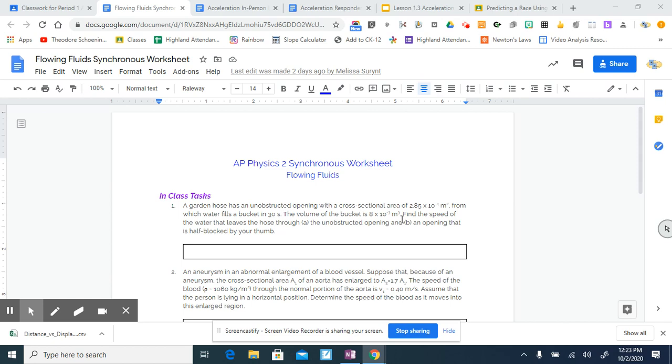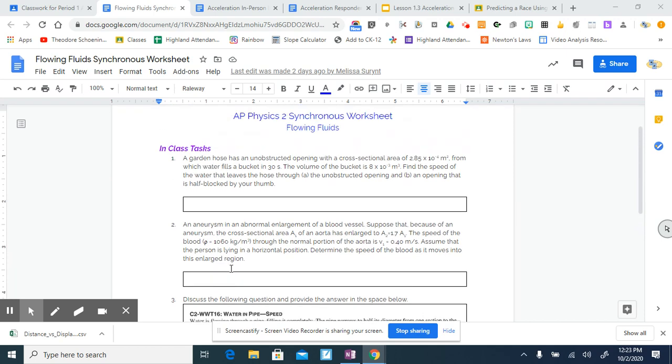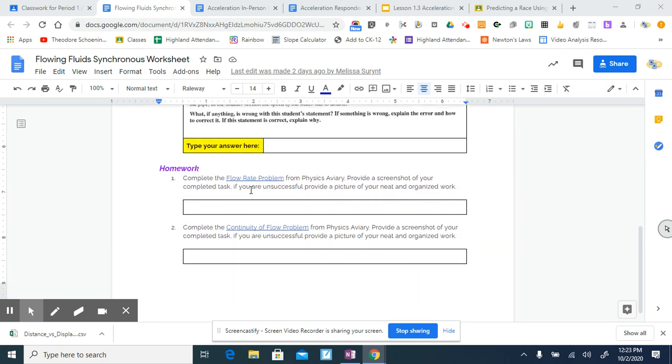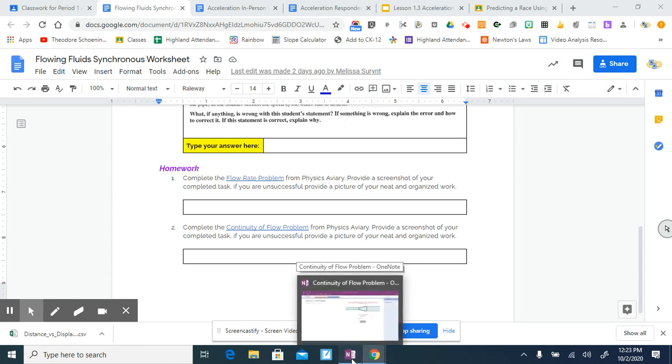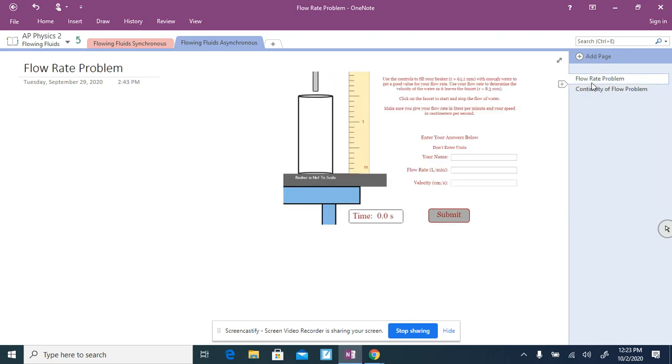Flowing Fluids Synchronous Worksheet. So if you were to scroll down, we've discussed these first three topics already in class, and what we'd like to look at today are the two homework problems that come from the Physics Aviary. So I'm going to just simply move over here to OneNote, get a look at how you want to go about handling these. The first one was the flow rate problem.